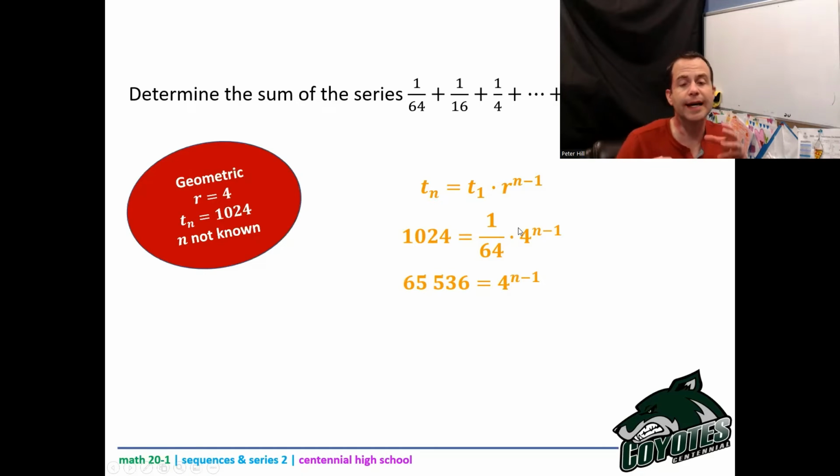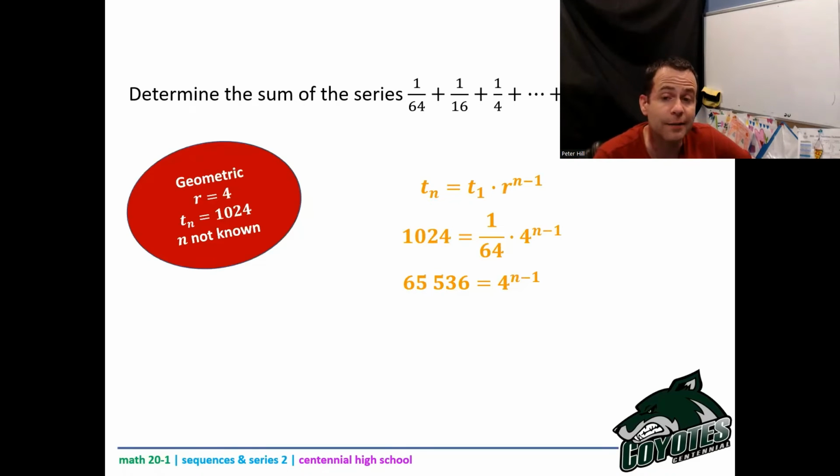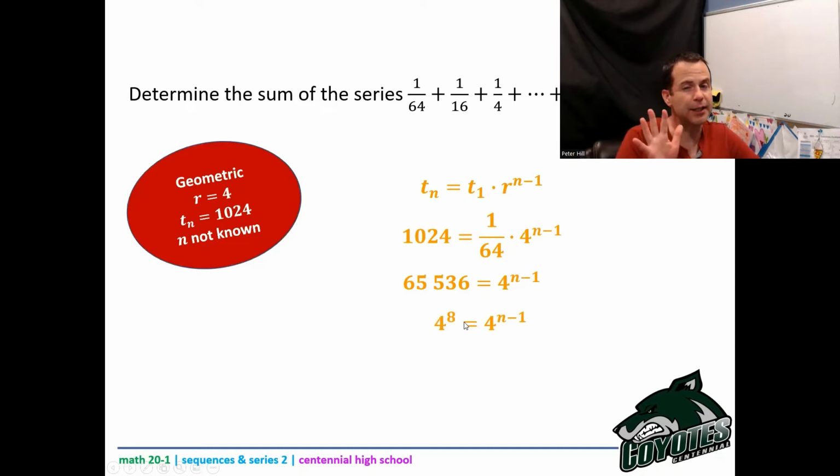Now, we had an example like this in the last lesson where we were trying to figure this out. I'm going to grab my calculator and I'm going to go 4 to the something, 4 to the something, 4 to the something until I figure out what gives me 65,536. Okay, that was 4 to the 8. Wouldn't have taken you too long, I'm hoping. But if 4 to the 8 now equals 4 to the n minus 1, I know that n has to be 9. There has to be 9 terms in order for all of this to work.